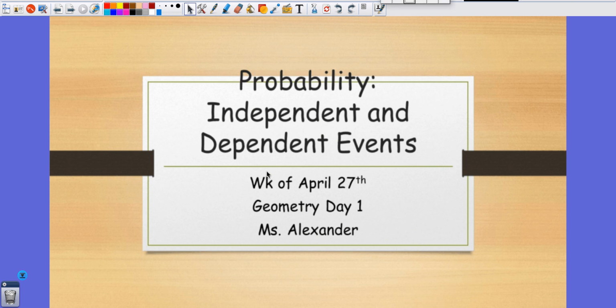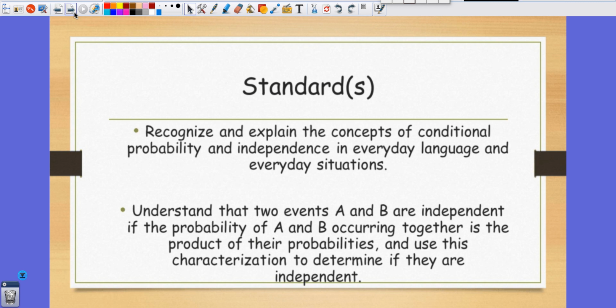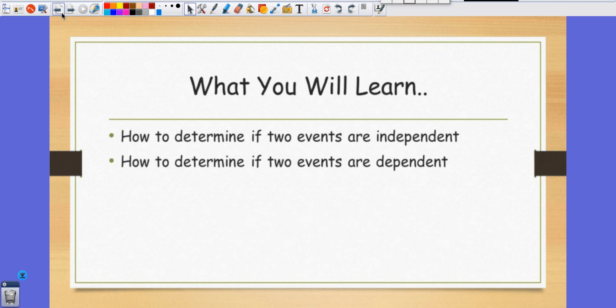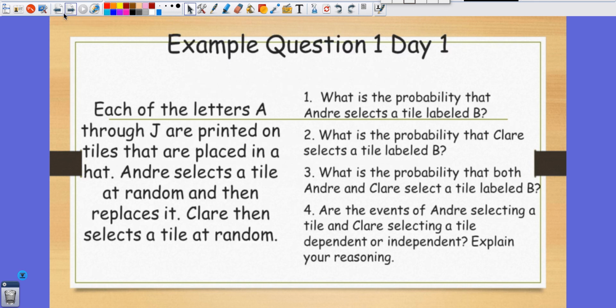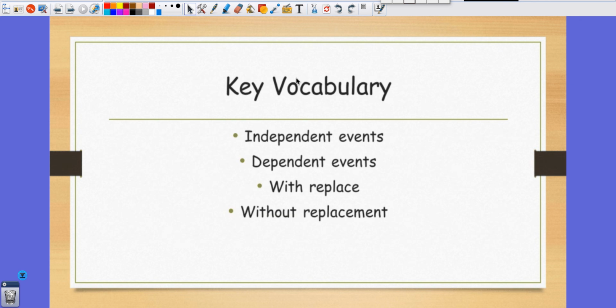Okay, alright guys, so this is day 1 of the week of April 27th, and we are going to talk about independent and dependent events and how to find their probabilities. What you're going to learn is how to determine if two events are independent and how to determine if two events are dependent. Where is key vocab?